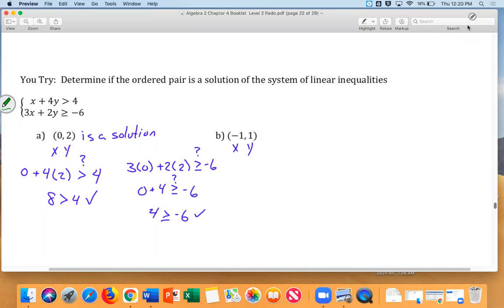Justin, is (negative 1, 1) a solution? No. Let me show the work. Negative 1 plus 4 times 1, and I'm asking if that's greater than 4. Negative 1 plus 4, I'm thinking you're right, because negative 1 plus 4 is 3, and that is not greater.